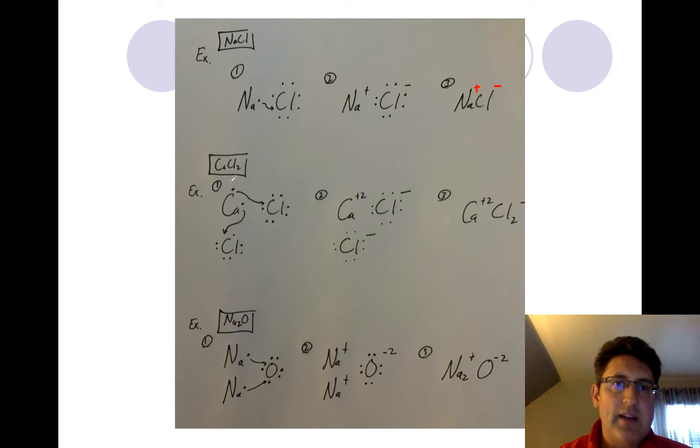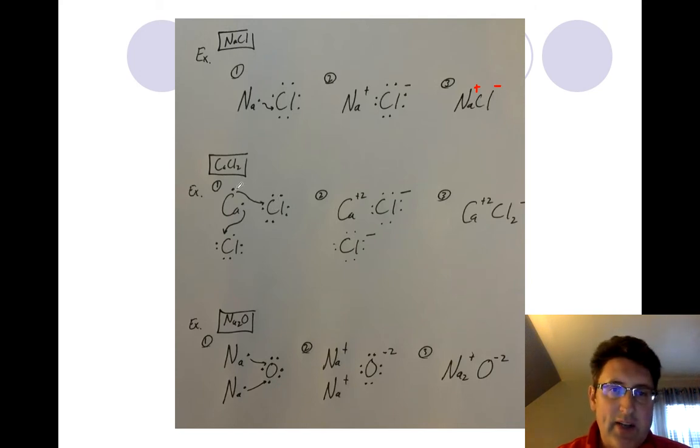Okay, so the next one, CaCl2. So calcium's in group 2. It's an alkaline earth metal. It has 2 valence electrons. Each chlorine has, again, 7. It wants to gain 1. So that's why the formula for calcium chloride is CaCl2. Because if calcium loses 1 to 1 chlorine, it's not going to be stable. It needs to lose 2, so you need another chlorine to do that.